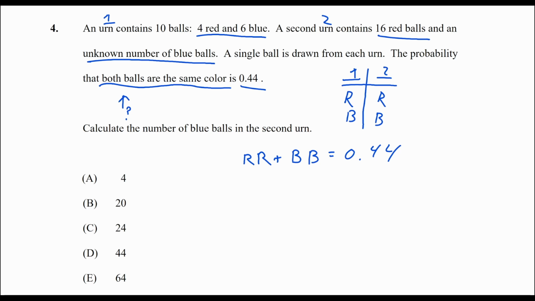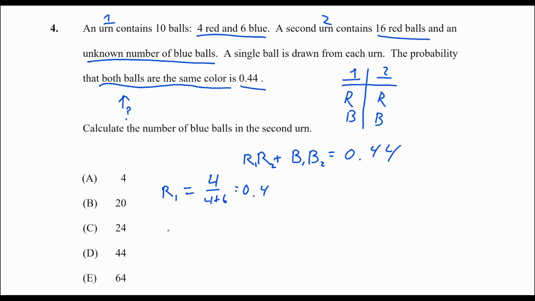So let's dive deeper into it. I'm going to notate this with the subscripts 1 and 2, denoting that this is from urn number 1 and this is from urn number 2. So what's R1? R1 is going to be the probability of a red ball from the first urn. So that'll be 4 over 4 plus 6, which is equal to 0.4.